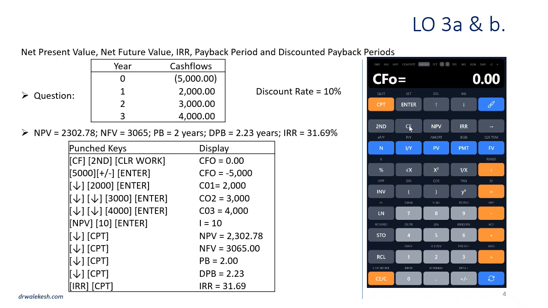The next step is for us to clear all the cash flows that we've done in the past. So to clear our work relating to all the cash flows we've done in the past, we will have to press second function, then clear work. So we have that done.